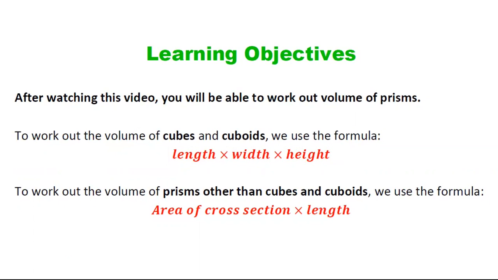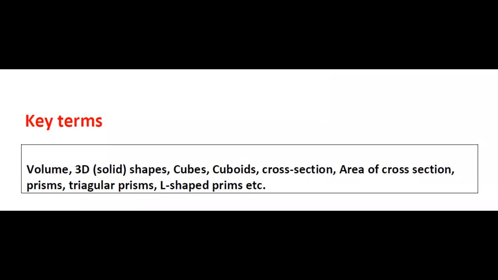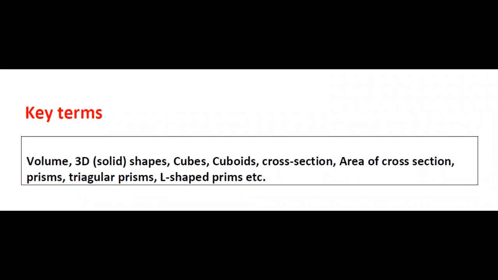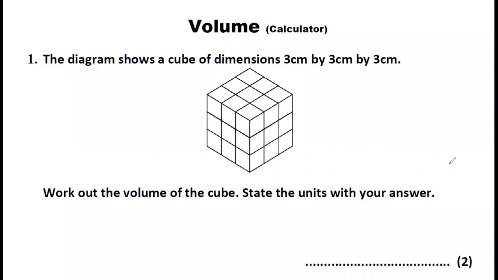To work out the volume of cubes and cuboids, we use a simple formula, which is length times width times height. But in case of prisms, other than cubes and cuboids, we use the formula area of cross section times length. Some of the key terms which you may use in this video are volume, 3D shapes, solid shapes, cubes, cuboids, cross section, area of cross section, prisms, triangular prisms, L-shaped prism, or any sort of prism. Let's start from question number one.